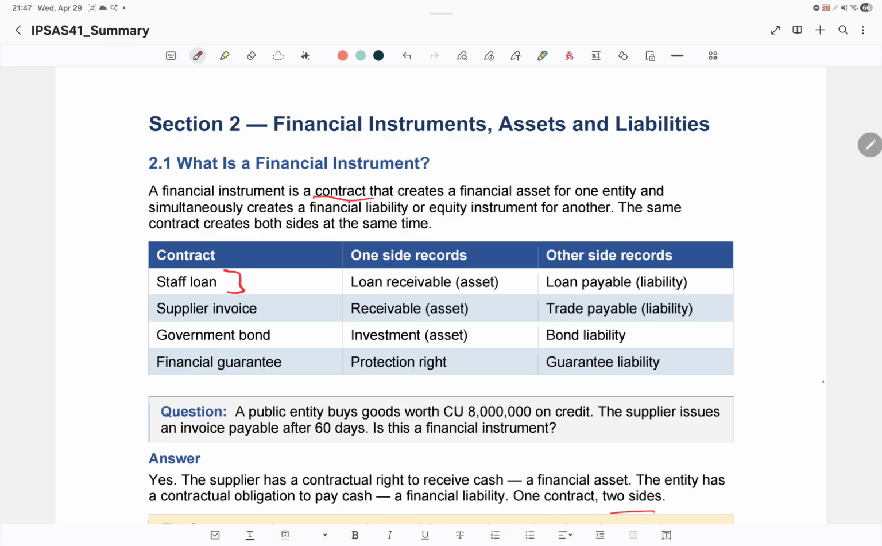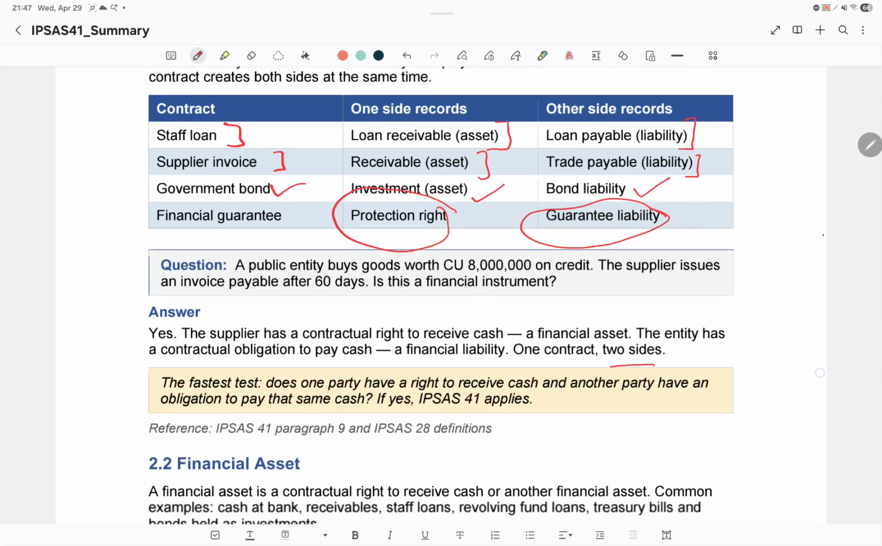For example, student loan. For the entity that's giving it out, it is a receivable. For the person who is receiving, it is a liability. Supplier invoice. For the supplier, it is a receivable in their books. But for the person who received, the client, it is a trade payable in their books. Government bond. It is an investment for someone and a bond liability for another person. Financial guarantee. There is a protection right for someone and a guarantee liability for another person.